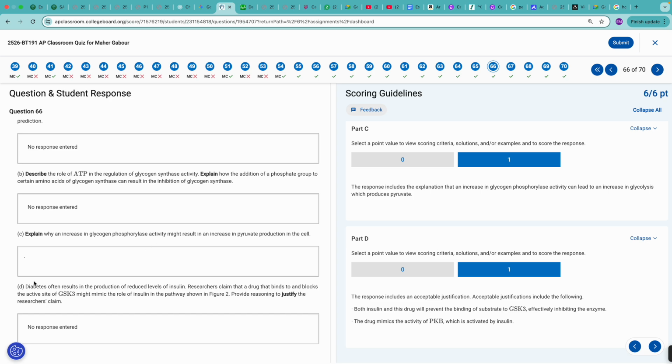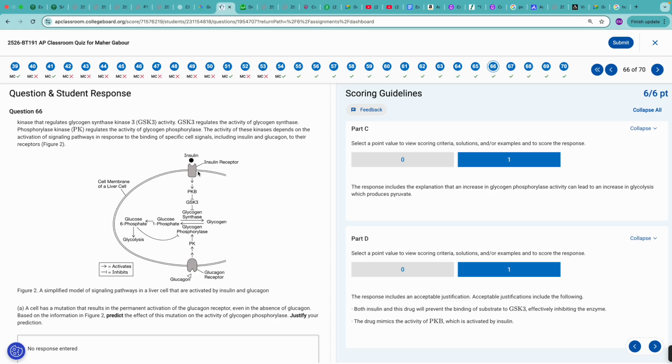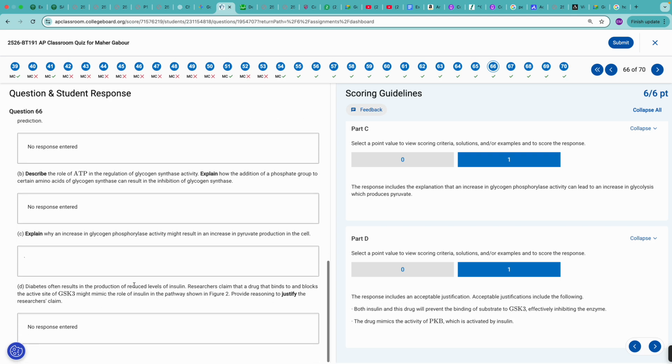Look what they told you here. Diabetes often results in the production of reduced levels of insulin. Researchers claim that a drug that binds to and blocks the active site of GSK. What binds to and blocks the activity of GSK? PKB. What regulates PKB? Insulin. So obviously the drug will mimic the role of insulin.